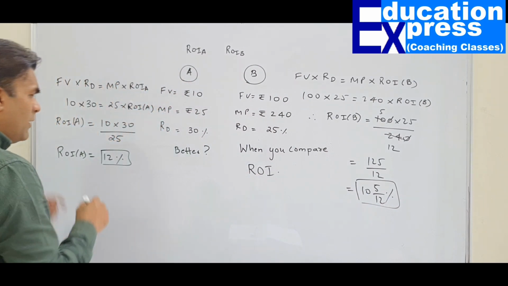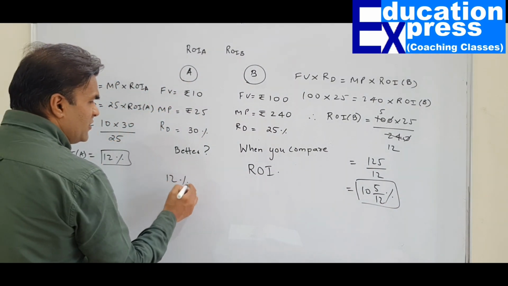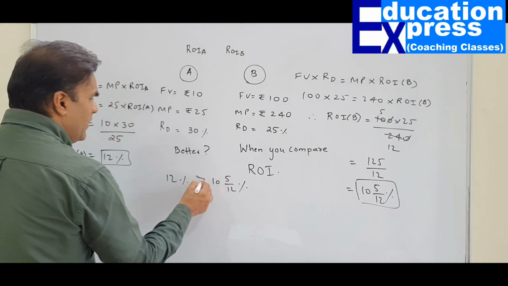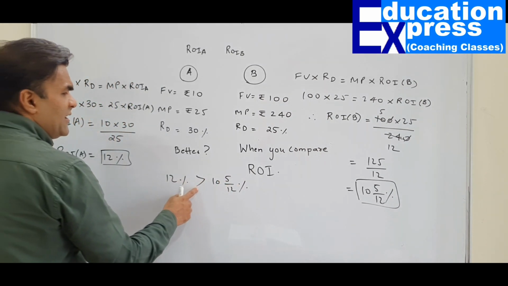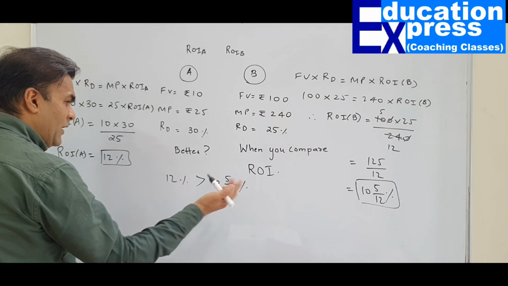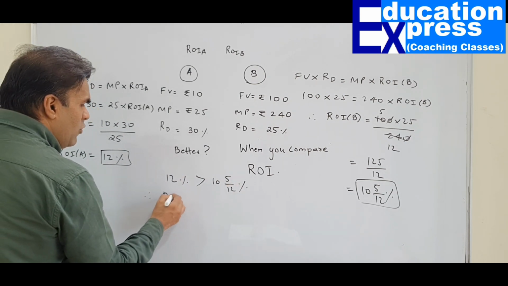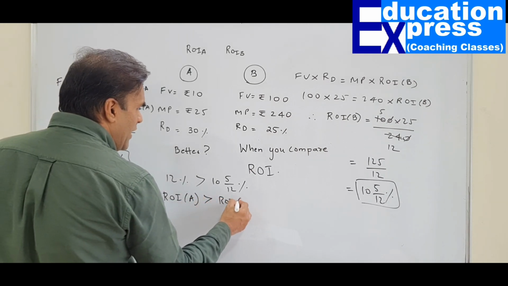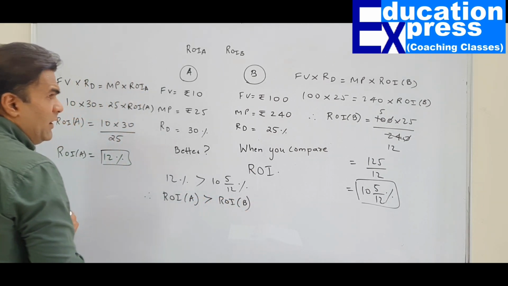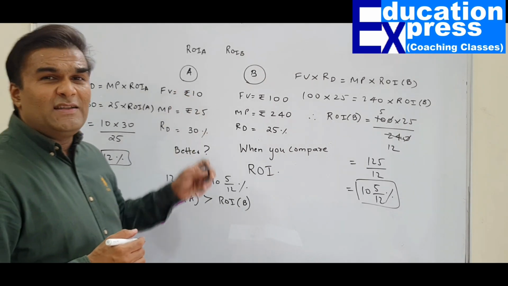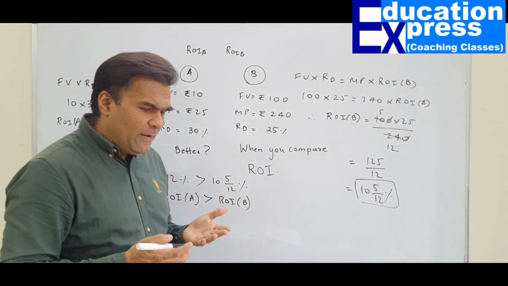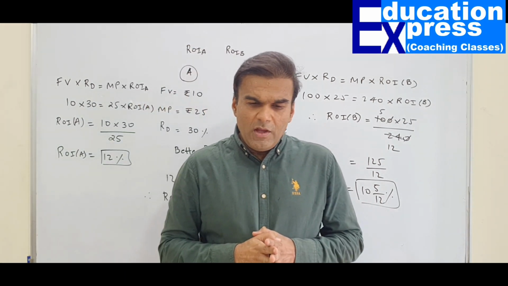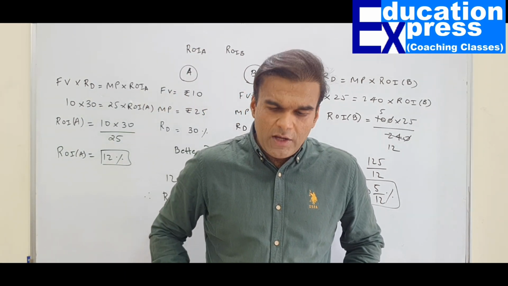Now, if you compare 12% and 10 point 5%, can I say 12% is greater than 10 point something? Therefore, ROI of A is better than ROI of B. It is advisable to invest in A as compared to B. So basically, whenever they ask you which is a better investment, we must always find out the ROI.